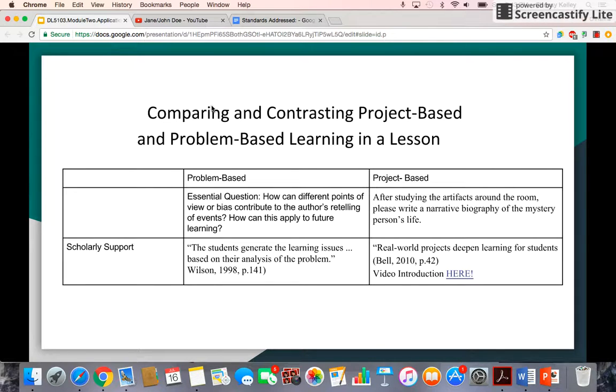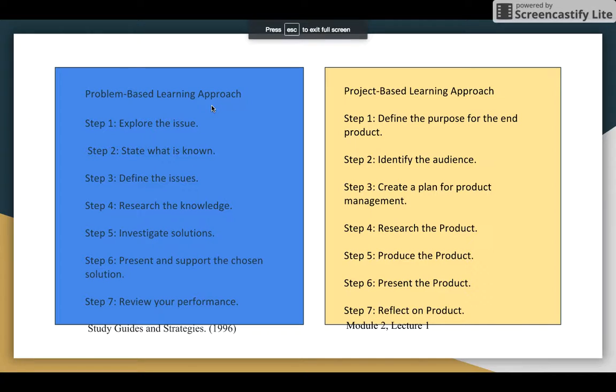The directions are, basically, they need to create a narrative describing who this person is and their life events. So this is a good way for them to get to know me, but also more importantly, to be able to engage in the steps of a project-based system. So I'll go back to the other slide in a minute, but the purpose is defined for the end product and the narrative of the person.